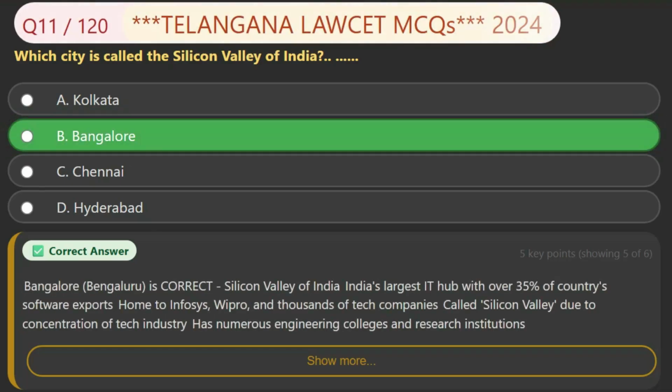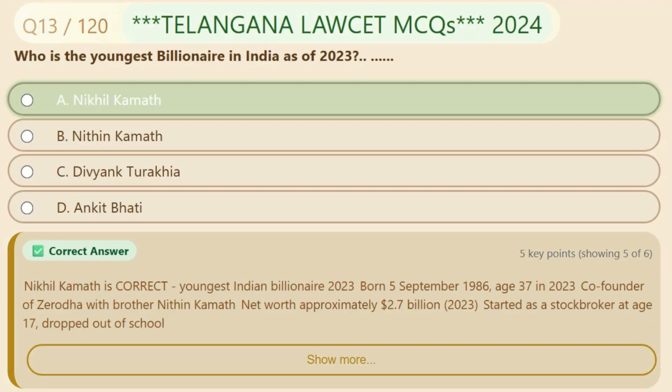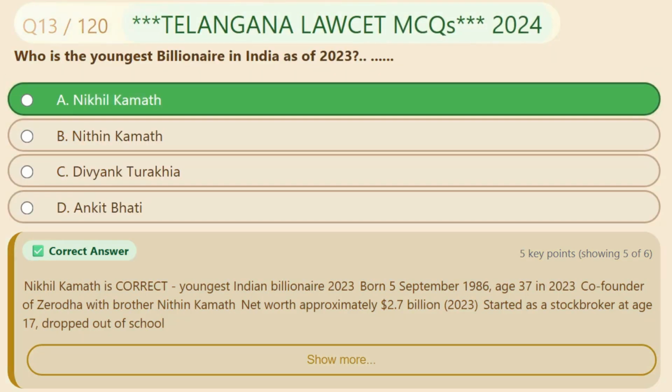Which city is called the Silicon Valley of India? Bangalore. Which is the first electronic stock market in the world? National Association of Securities Dealers Automated Quotation System, NASDAQ. Who is the youngest billionaire in India as of 2023? Nikhil Kamath.